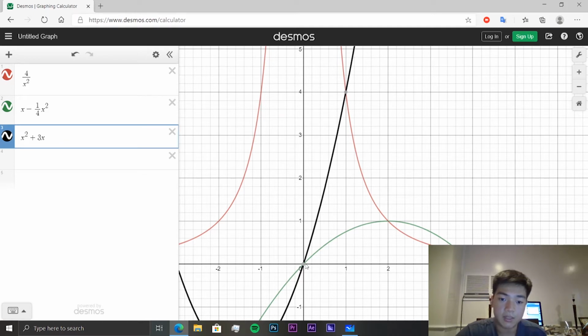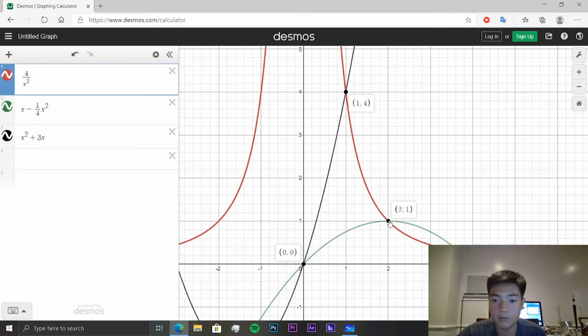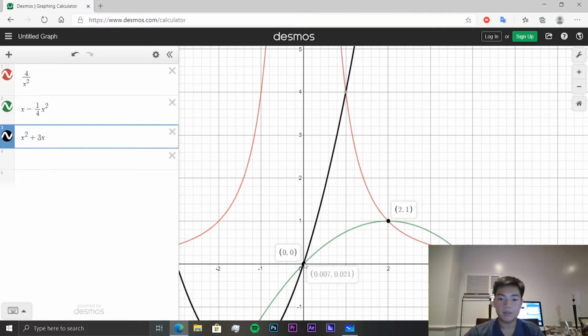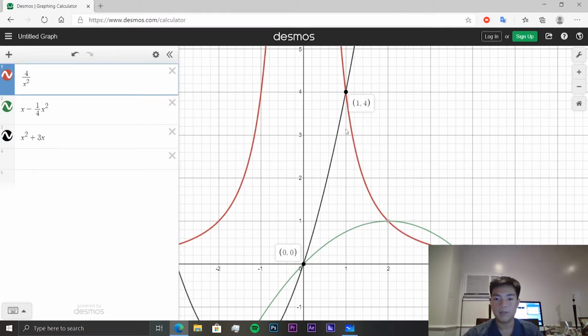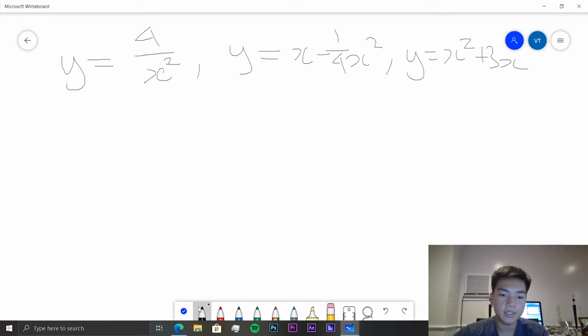So the strategy is, okay, they intersect at 0, 0, at 1, 4, and at 2, 1. So we need to get the limit between 0, 0 and 1, 4, between this black curve and subtract the green curve from it. And then from 1, 4 to 2, 1, we need to get the limit of the red curve and then subtract the green curve from it. So we can do this using separate limits.